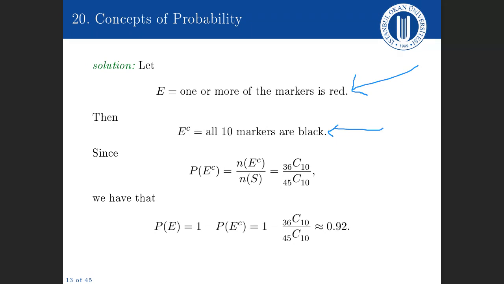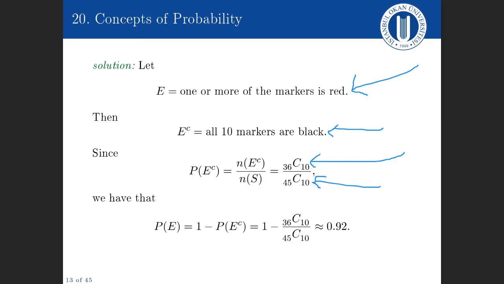So what is the probability that all 10 markers that I'm given are black? We know how to do this from last time. How many different ways could I be given 10 black markers out of the total 36 black markers? 36C10. And what is the number of elements in the whole sample space? How many different ways could I be given 10 markers from the total of 45 markers? 45C10, 45 choose 10.